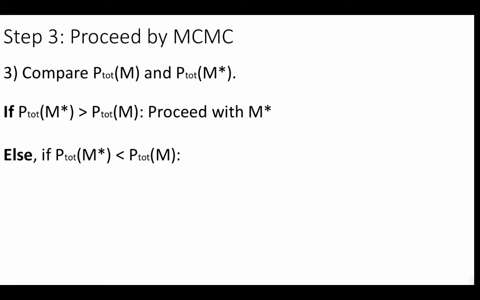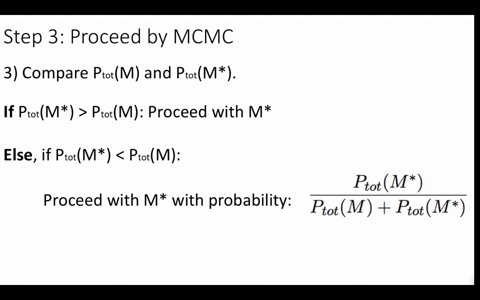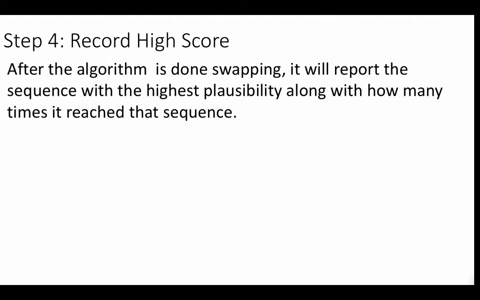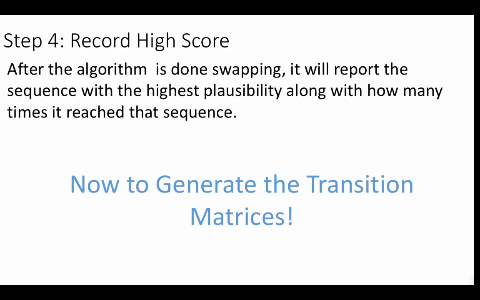Otherwise, if the plausibility of M star is less than the plausibility of M, it weighs the plausibilities against one another and generates a random number. It proceeds with M star with the probability shown. Otherwise, it switches back to M. The algorithm continues in this fashion, swapping between melodic events, and it saves the most plausible sequence it encounters, which is then written into music. Now all that's left is to generate the transition matrices.